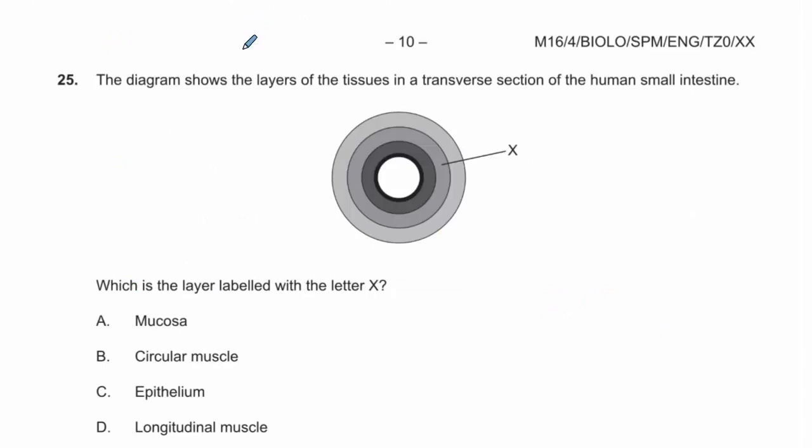25. The diagram shows the layers of the tissues in a transverse section of the human small intestine, which is the layer labeled with the letter X. And that is the circular muscle, because out here you have the longitudinal muscles. And X is the circular muscles, and then A is the mucosa, and then you have the villi here.